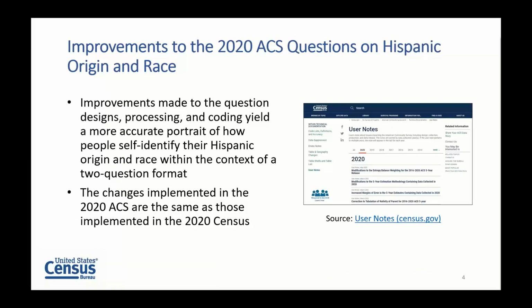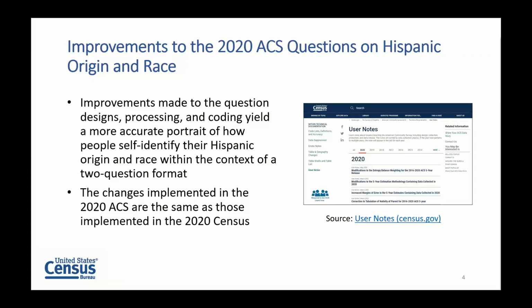So before we discuss specific American Community Survey tables disaggregated by race and ethnicity, we want to highlight some improvements that have been made to the question designs, processing, and coding for the Hispanic origin question and the race question in 2020. So several significant changes were made to these questions, and we improved the ways we process the data and how we code the responses to these questions.